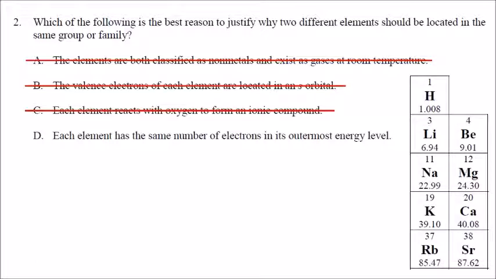The fact that each element has the same number of valence electrons in their outermost energy level, that is the criterion for why two different elements should belong in the same group.